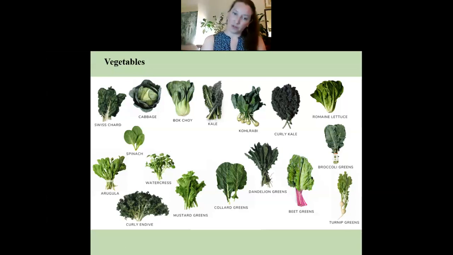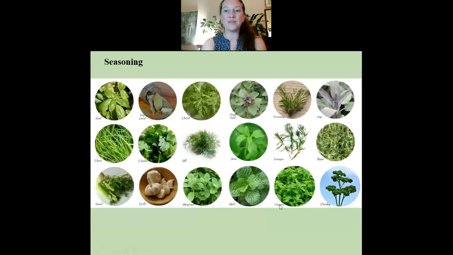But mustard greens, collard greens, Swiss chard, bok choy, kohlrabi, kale, lettuce, turnip greens, endive, arugula, right? So many. Spinach, lots and lots of leaves that we eat. We also use leaves for seasoning. So a lot of the favorite seasonings that you use are actually from dried leaves.